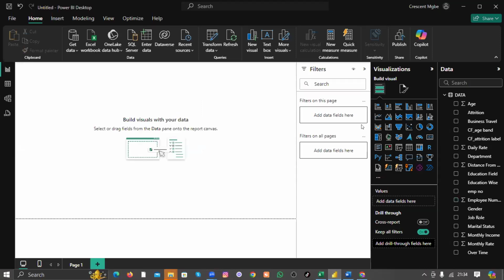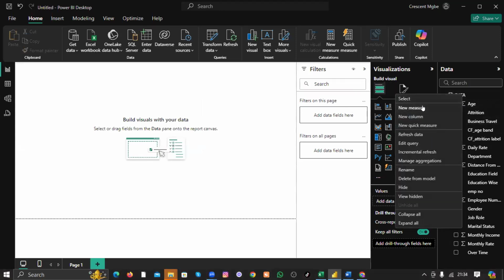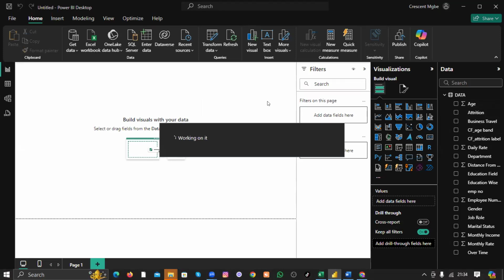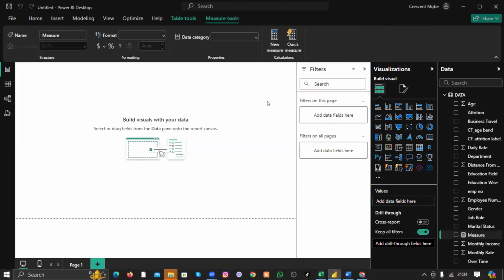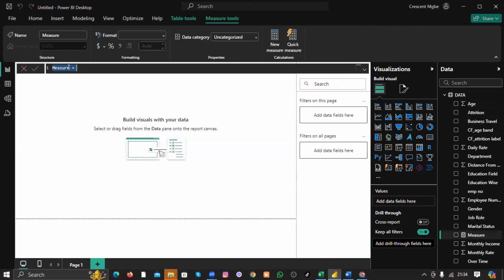All right. So we need to add a few DAX functions. Let's do the first one. We want to get the total number of employees.